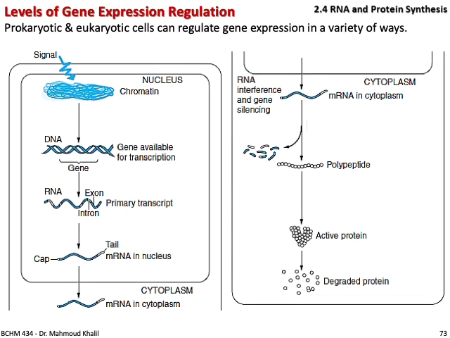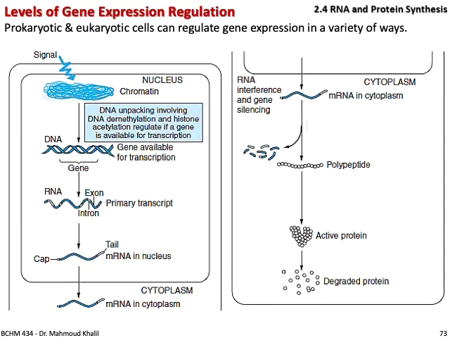The levels of gene expression. So gene regulation is on different levels. It's not only on the level of the nucleus or the level of the cytoplasm or the level of translation. You have the first level, the regulation of gene expression while the DNA gets unpackaged, involving DNA demethylation and histone acetylation, which regulate whether the gene is available for transcription, and this is the first level of regulation. The second level is the transcription regulation. This means to transcribe or not to transcribe the gene.